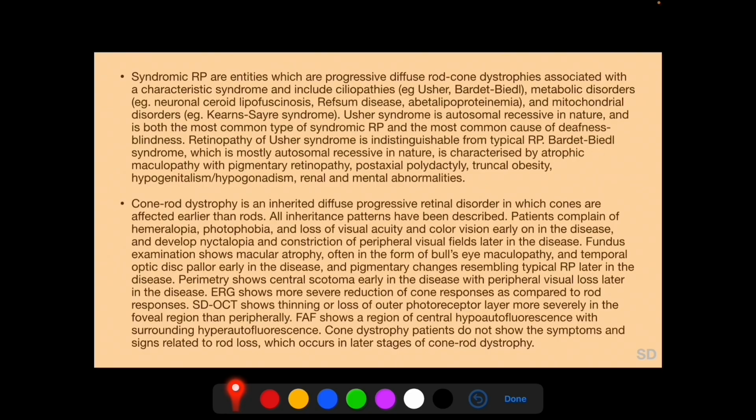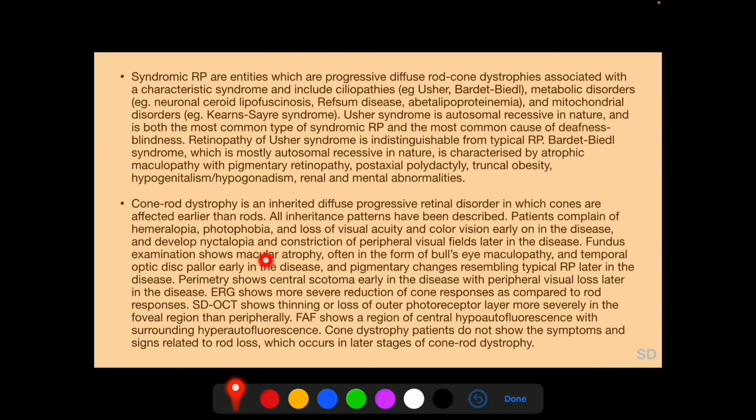Bardet-Biedl syndrome, which is mostly autosomal recessive in nature, is characterized by atrophic maculopathy with pigmented retinopathy, post-axial polydactyly, truncal obesity, hypogenitalism and hypogonadism, and renal and mental abnormalities. Cone rod dystrophy is an inherited diffuse progressive retinal disorder in which cones are affected earlier than rods. All inheritance patterns have been described among patients with cone rod dystrophy. Patients complain of hemeralopia, photophobia, and loss of visual acuity and color vision early on in the disease, and develop nyctalopia and constriction of peripheral visual fields later in the disease.